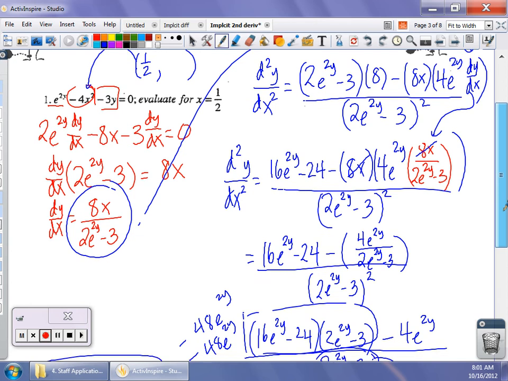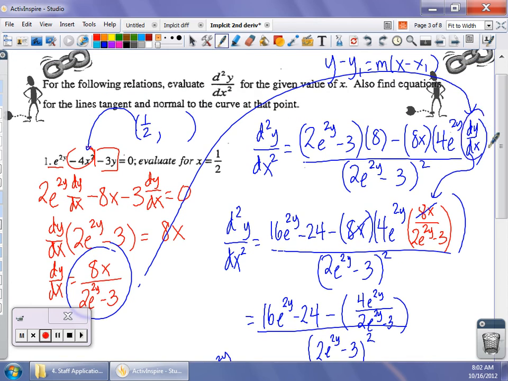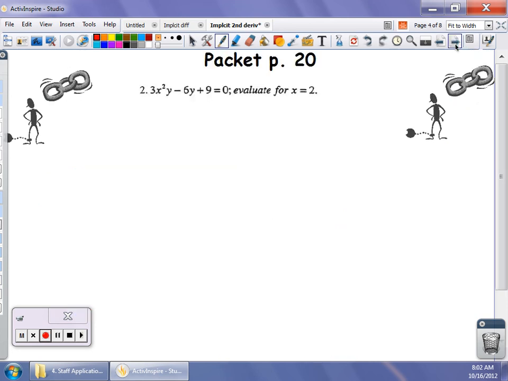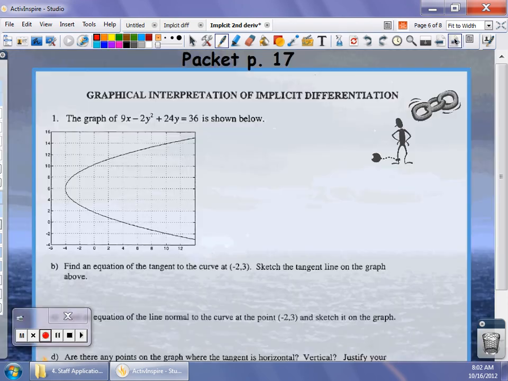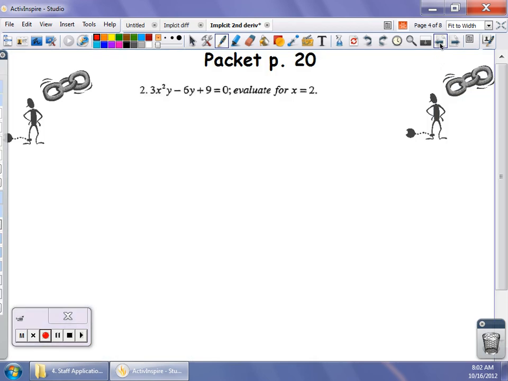And again, the key is, when you get that dy dx term, which you often get in the first derivative, you just simply have to replace it with what the equivalent of dy dx is. All right, let's go through one more problem just so you can make sure you got the process. In number 2, on page 20, it says we're just to evaluate that one at x equal to 2.